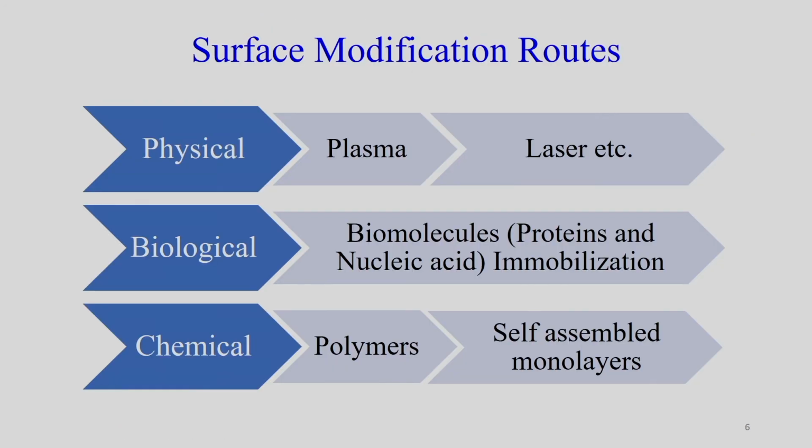Again, this modification route can be classified as physical, chemical and biological. Physical methods apply plasma or laser. Biological methods utilize biomacromolecules like proteins and nucleic acids, and chemical methods apply polymers or self assembled monolayers. So, these are the few broad classifications of surface modifying routes. It can be a physical route, a chemical route, or a biological route.